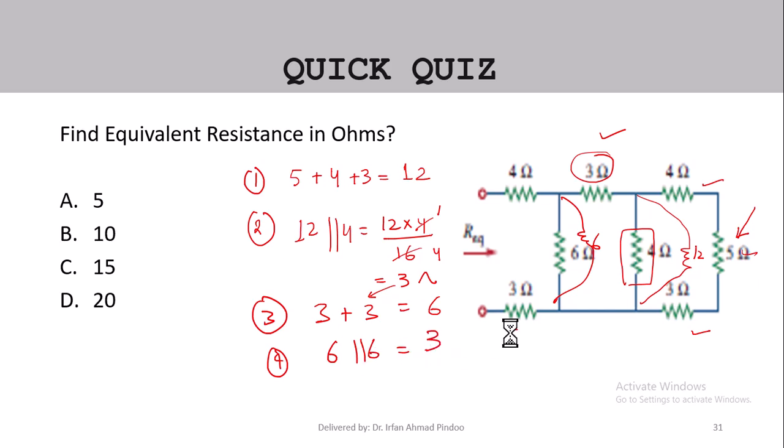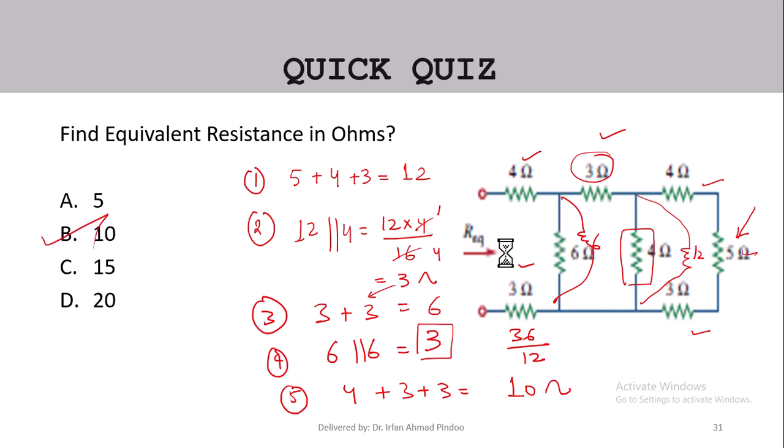You can try it also, 36 over 6 plus 6 is 12, so it is equal to 3 only. Then in the fifth step, what do we have? This resistance that we got and the remaining ones, they are all in series now, so 4 plus 3 plus 3, so this is equal to 10 ohm. So the answer of this question is B.